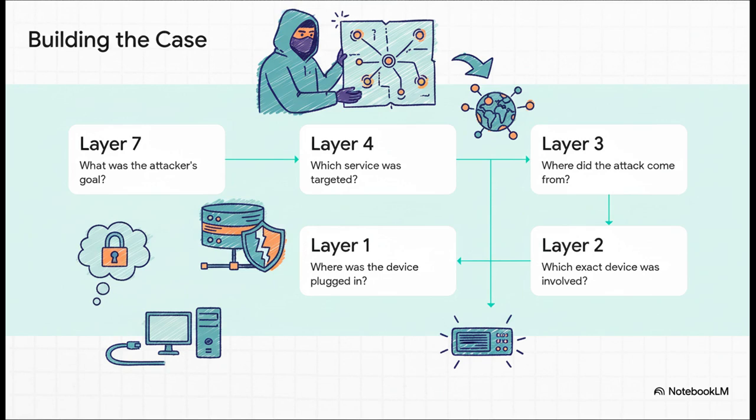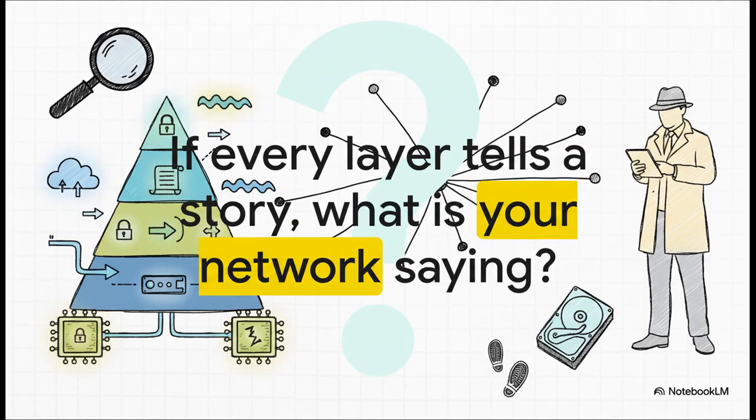Layer 3 gave up the attacker's source IP address. Layer 2 identified the exact compromised workstation by its MAC address. And finally, Layer 1, through switch logs, showed it was plugged into the port at an empty cubicle. See? Each layer answers a critical question, building the case from the top all the way to the bottom. It's just a really powerful way to turn those invisible streams of data into a concrete story of exactly what happened. Which leaves us with just one final question for you to chew on.